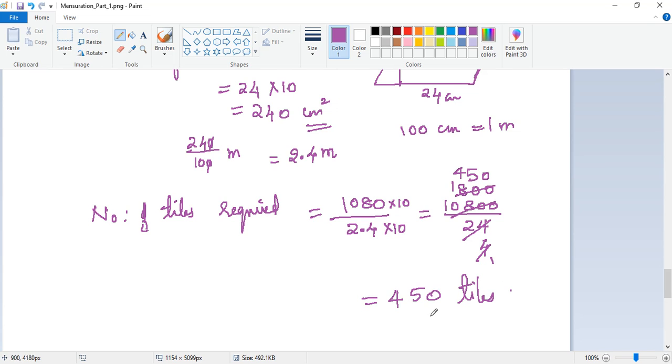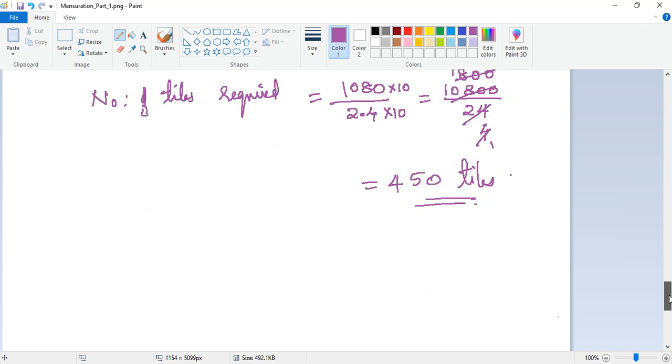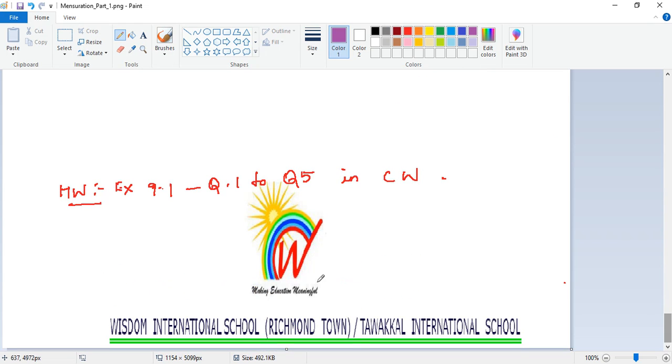Okay, you can check the calculation once again. This is how you have to do it. Now the fifth problem, I leave it to you. Please complete it as homework. All the exercise problems have to be done in your classwork.